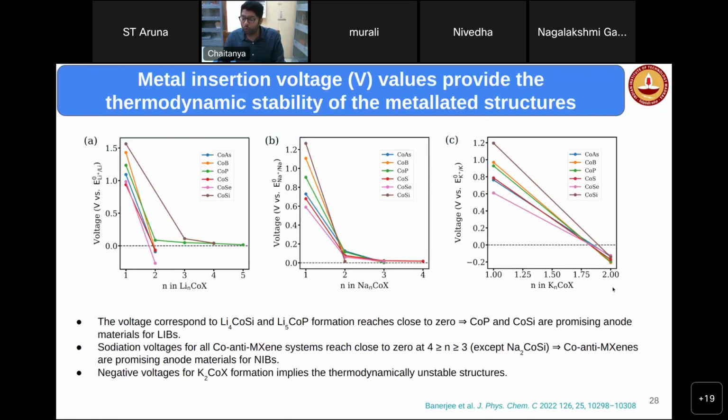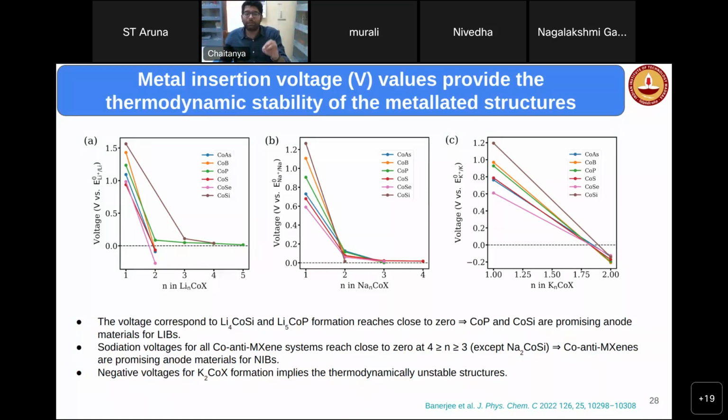Whereas for potassium, they are unable to absorb more than 1 layer. So the bigger picture is lithium, sodium, potassium: potassium is only able to absorb 1 layer, sodium can absorb up to 3 to 4 layers, whereas lithium can be absorbed more on these cobalt surfaces.